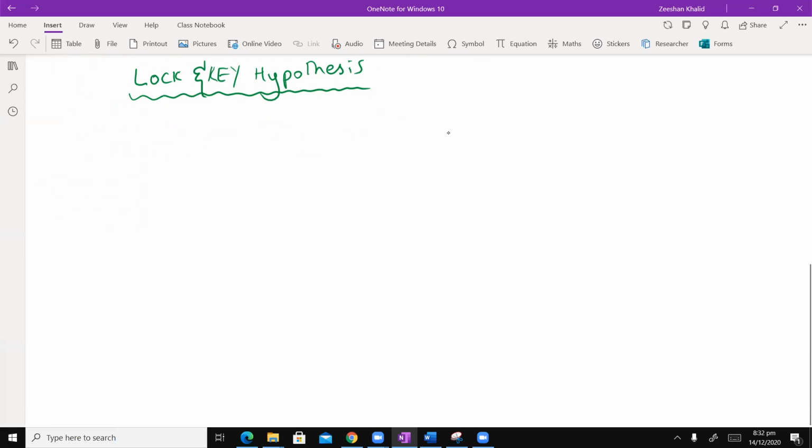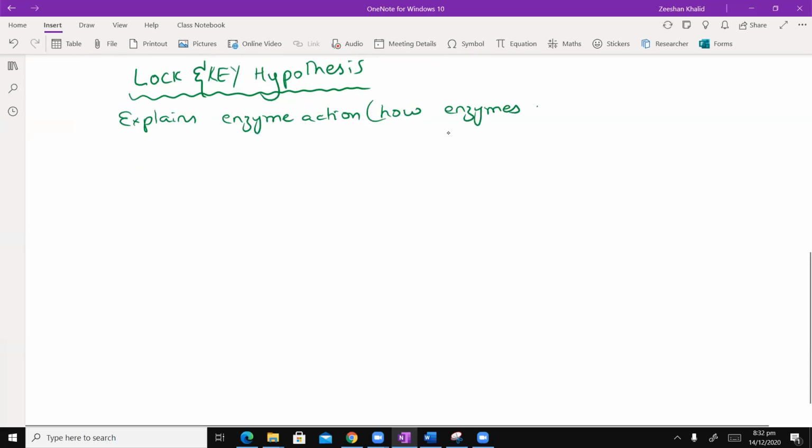Lock and key hypothesis explains enzyme action, which basically means how enzymes work. In this particular scenario, in our example, the lock is considered the enzyme and the key is the substrate. Okay, the key is the substrate.